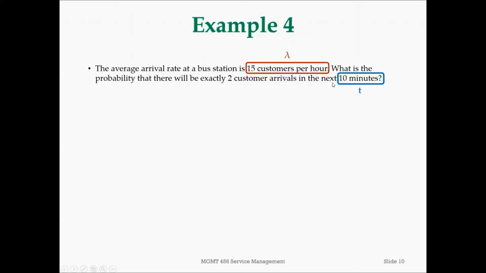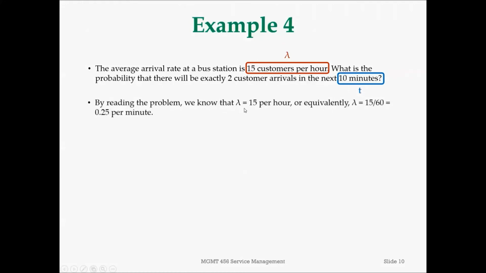So what is that next 10 minutes? Next 10 minutes, that's a time interval. This is t. So by reading the problem, we know that lambda is 15 per hour, or we can also convert it to 0.25 per minute by dividing by 60. So again, we have 2 different values for lambda. Lambda is equal to 15 per hour, and lambda is also equal to 0.25 per minute. They are equivalent.